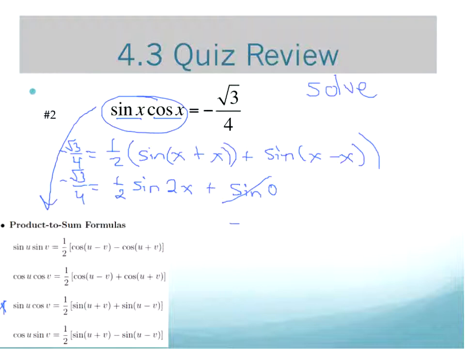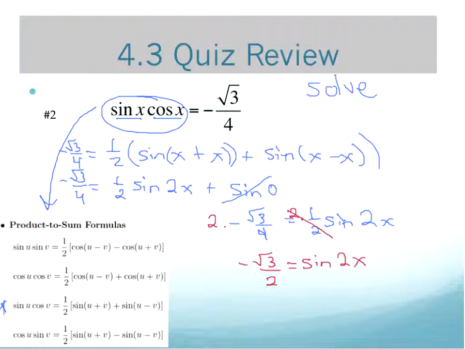Okay, so let me rewrite what I have left over right now. So I have negative root 3 over 4 equals 1/2 sine of 2x. Okay, again, my whole goal is to know what x is, so I'm going to get rid of that 1/2 by multiplying by the reciprocal. Whatever you do to one side, do to the other side. So the 2 and the 4 are going to reduce to give me negative root 3 over 2. Then on the right side, I'm left with sine of 2x.